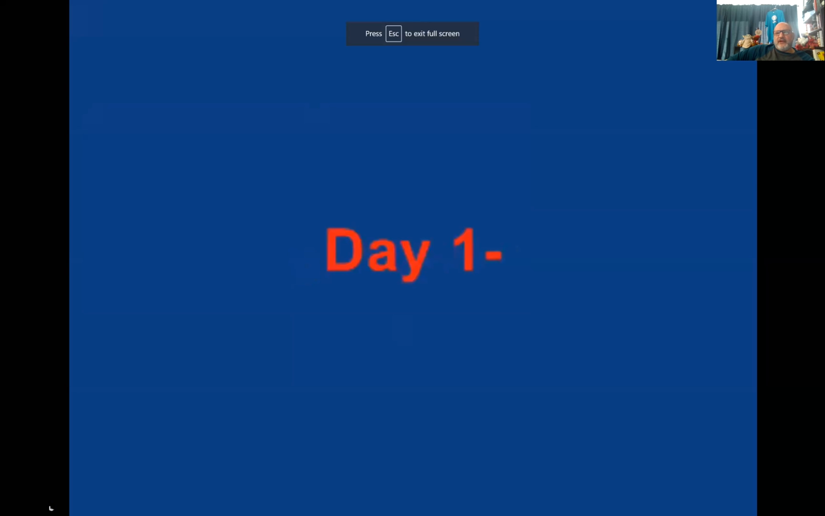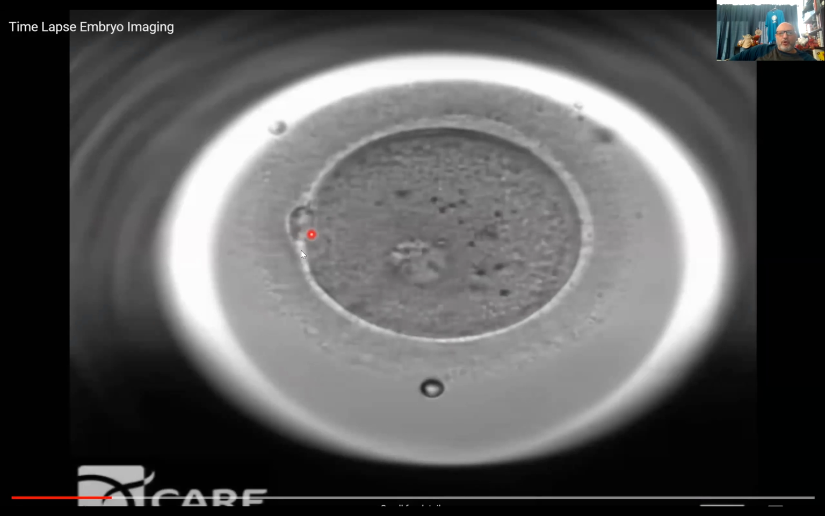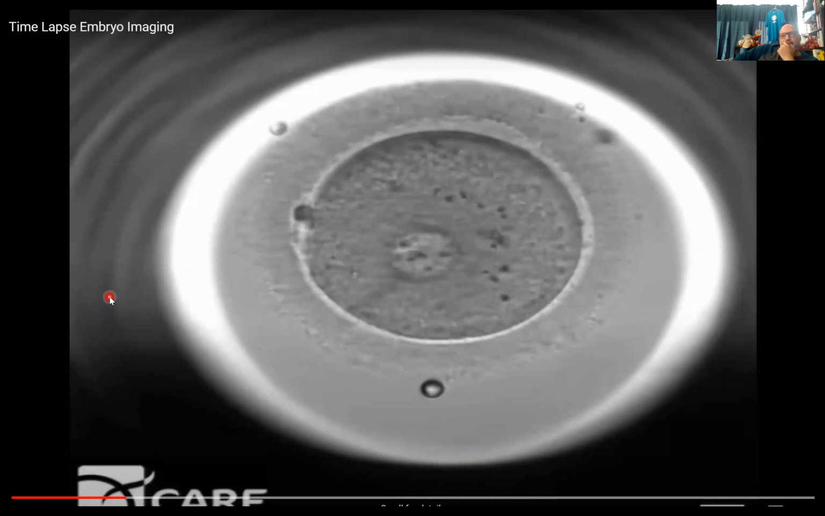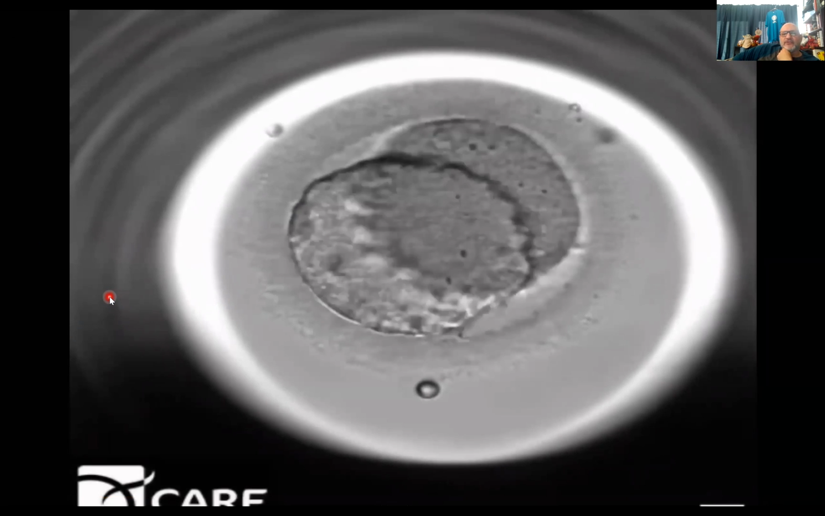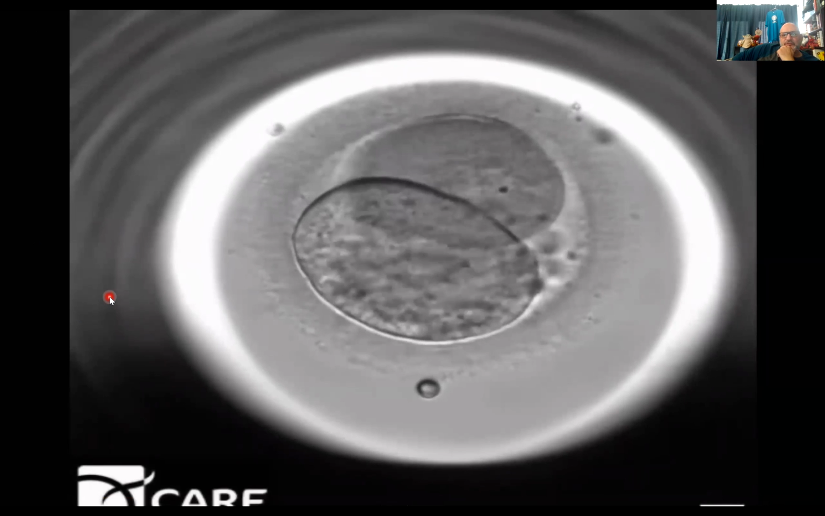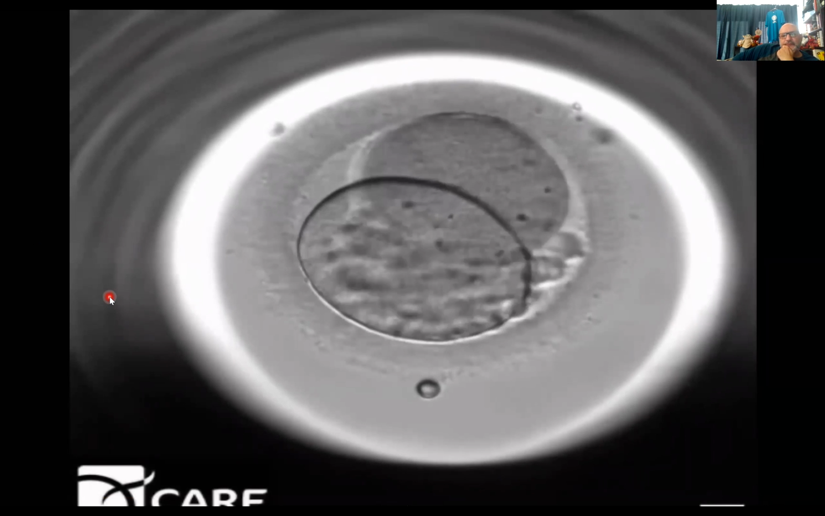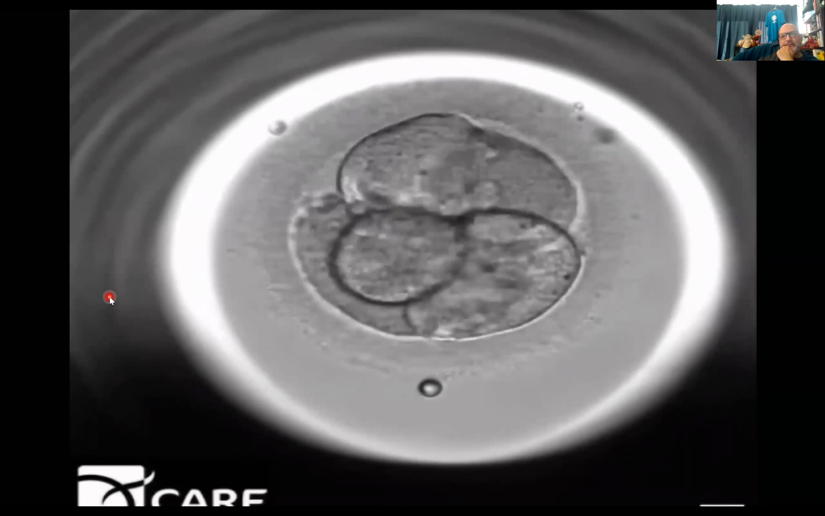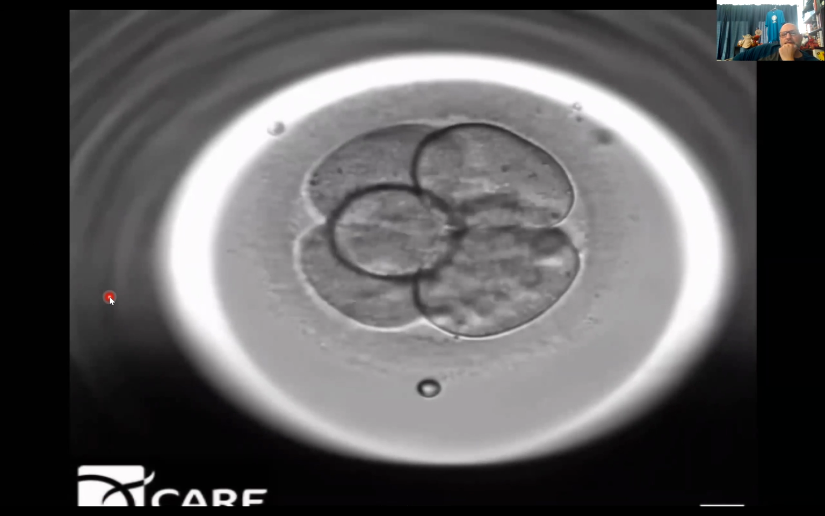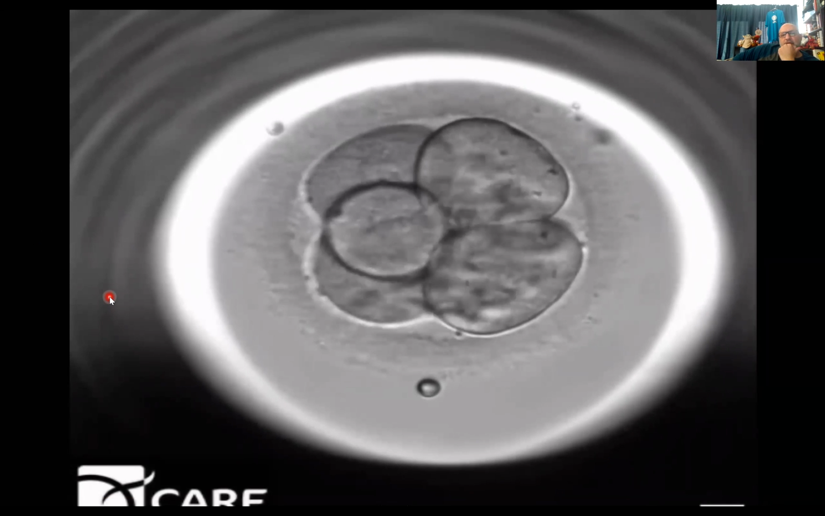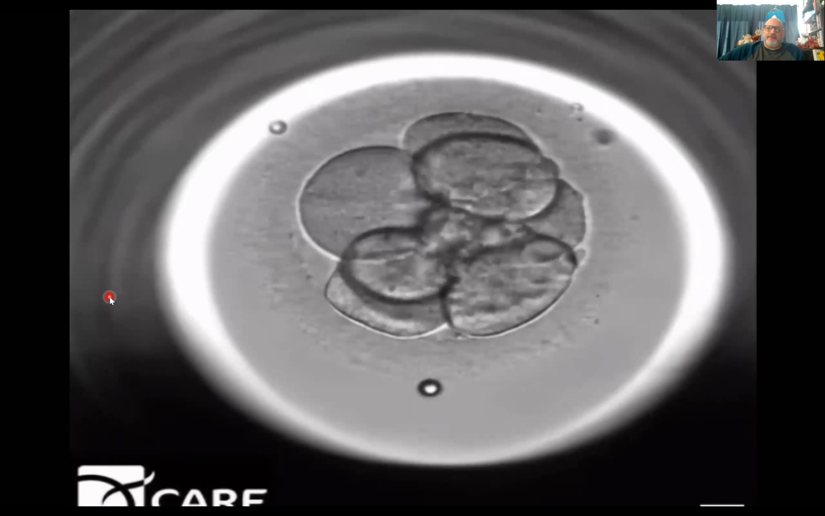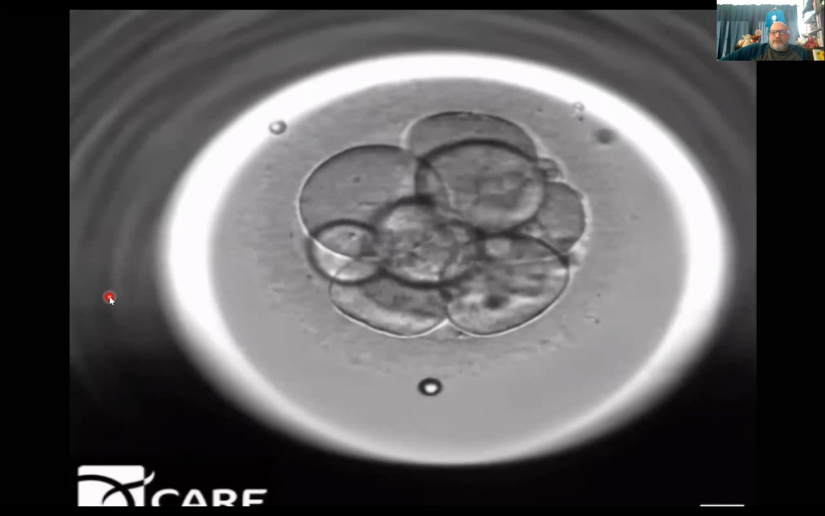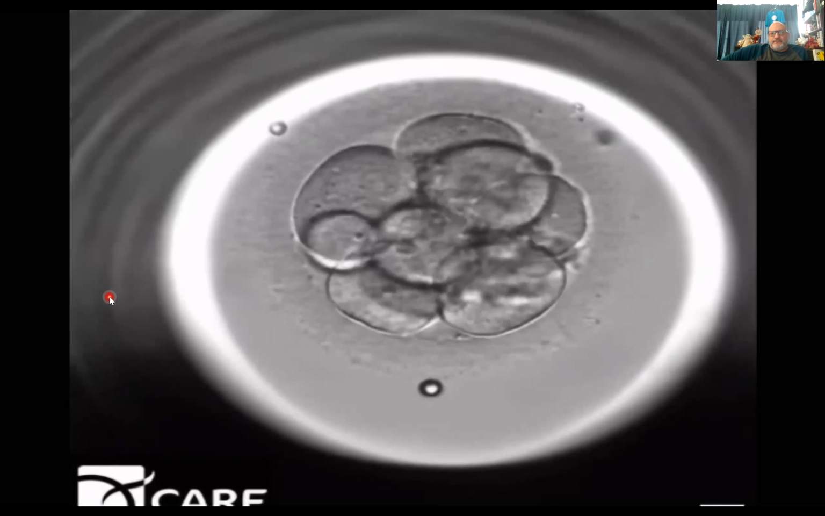All right, so here we have our single cell. Notice we even have the polar body out here. And this single zygote divides to become 2 blastomeres. The 2 divide to become 4. And the division continues. The 4 become 8. All of this happens in the first 3 days.